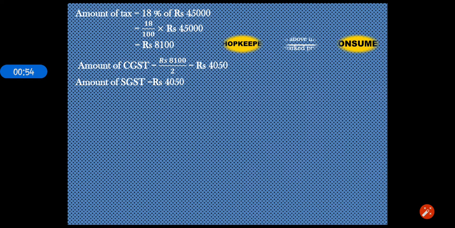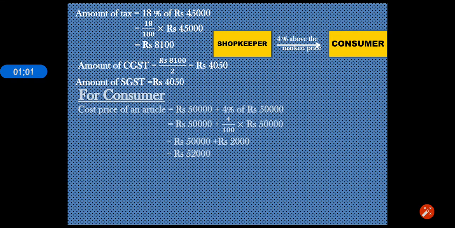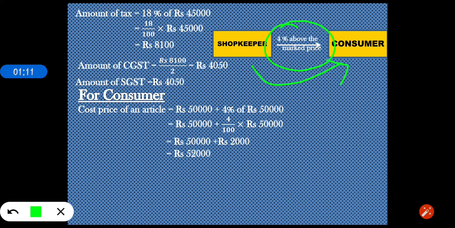Okay, now the next transaction is from the shopkeeper to a consumer. So now the shopkeeper sells the same article to a consumer but labeling it 4% above the mark price. Above the mark price means plus, discount means minus. Keep this in your mind. Above a mark price means plus and discount means minus.